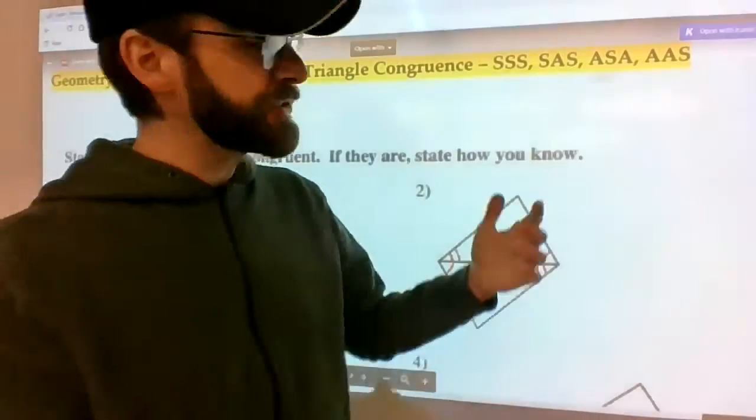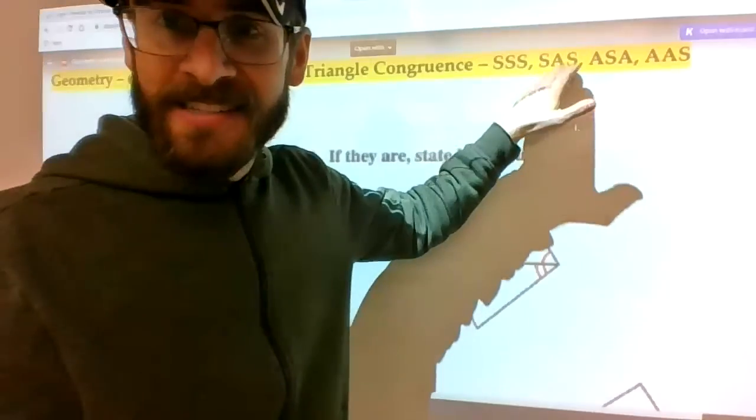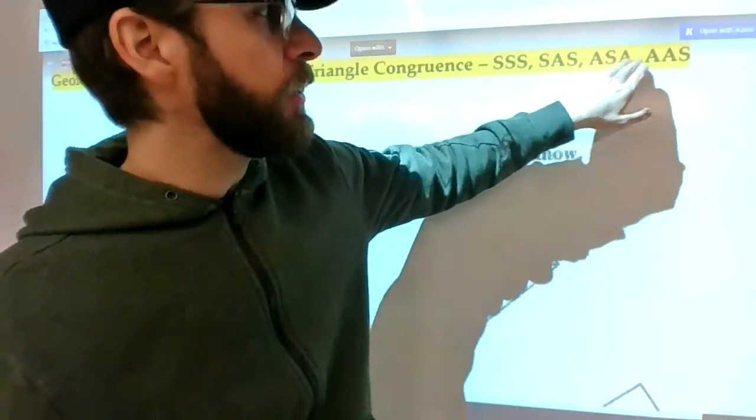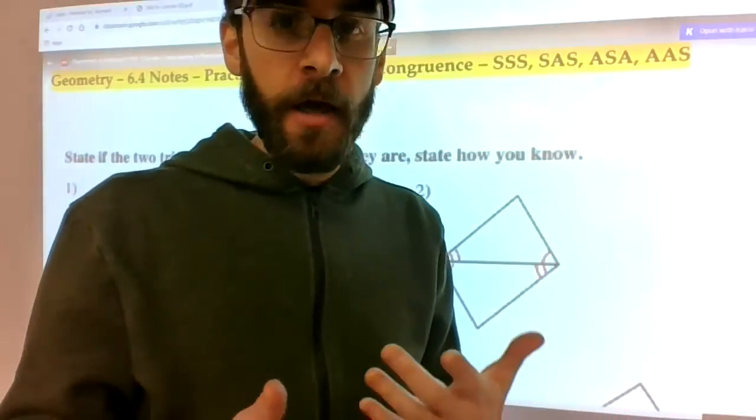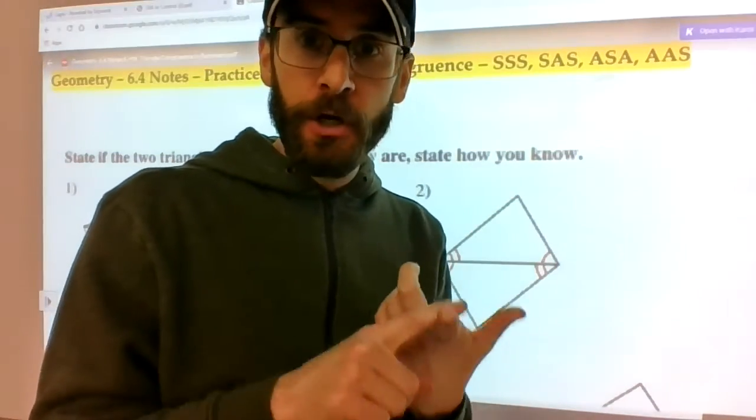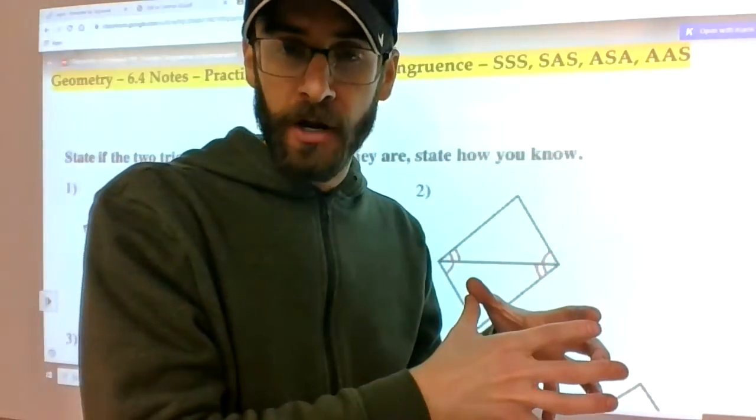All we're going to do here is go through side, side, side; side, angle, side; angle, side, angle; and angle, angle, side congruence postulates to give you some practice on how to identify how those congruence postulates prove two triangles are congruent.